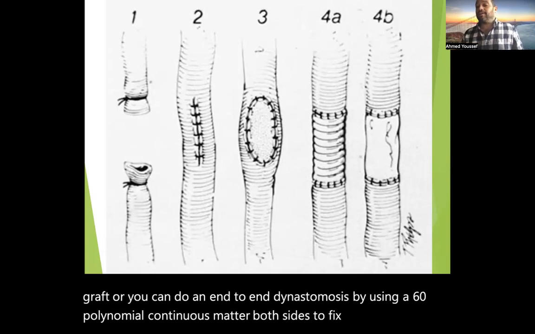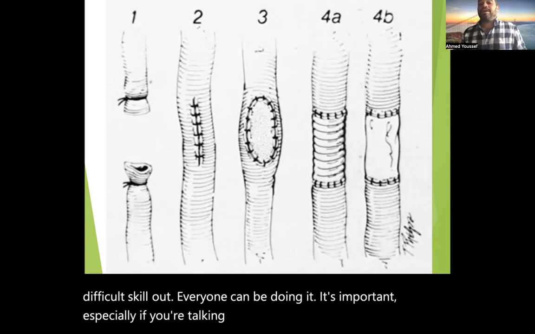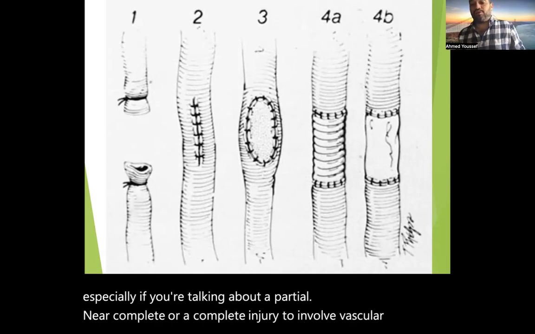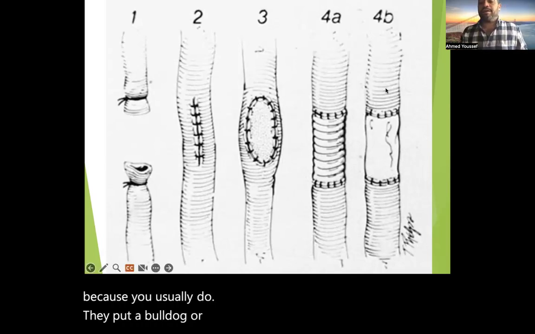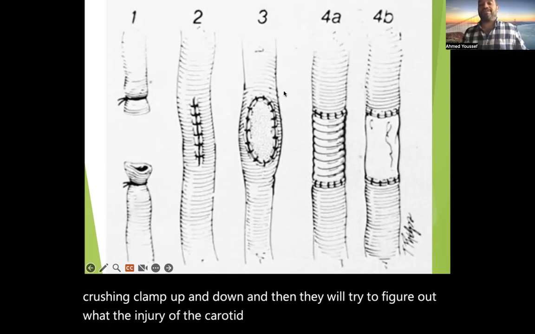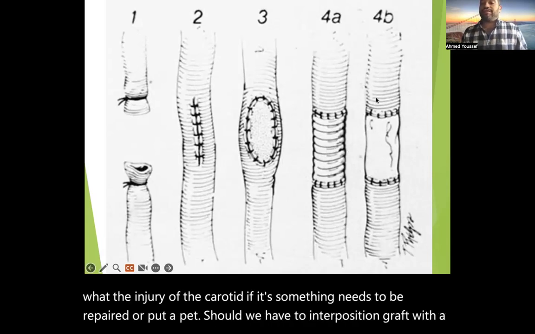That's again a difficult skill. Not everyone can do it. It's important, especially if you're talking about a partial, near complete, or complete injury, to involve the vascular surgery team. What you usually do is put a bulldog or a non-crushing clamp, a Satinsky non-crushing clamp, up and down, and then they will try to figure out the injury of the carotid, whether it needs to be repaired, or a patch graft or interposition graft with a vein, or an end-to-end anastomosis.